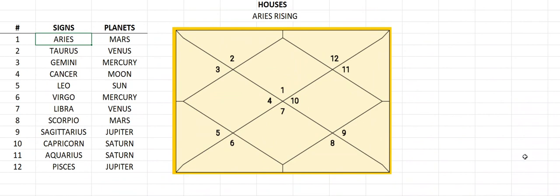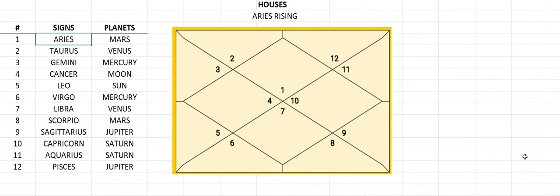Jupiter, just like Sagittarius. If you look at the list, you will notice that besides the planets Sun and Moon, every other planet is assigned two signs. Mars is assigned the first and the eighth sign, which are Aries and Scorpio. Mercury is assigned the third and the sixth sign, which are Gemini and Virgo.